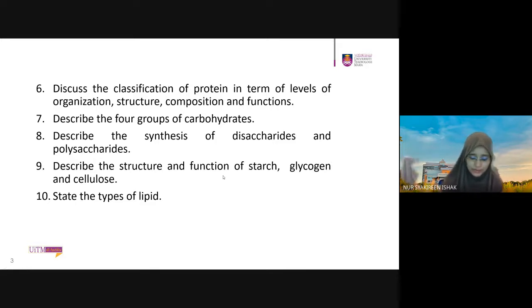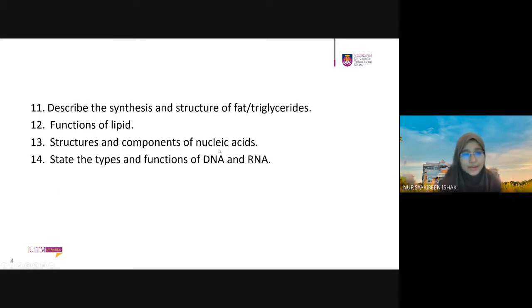So for lipid, there are several different types of lipid. You have the phospholipids, you have the steroids, you have the triglycerides, and then the last one you have the wax. Tapi wax we are not going to look at for your syllabus. So we are going to only look at triglycerides, steroids, and also phospholipids.